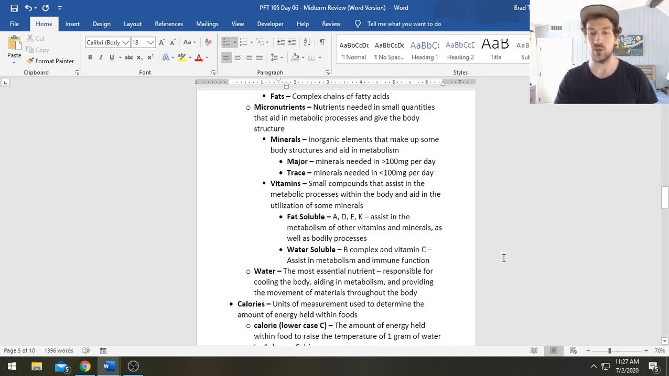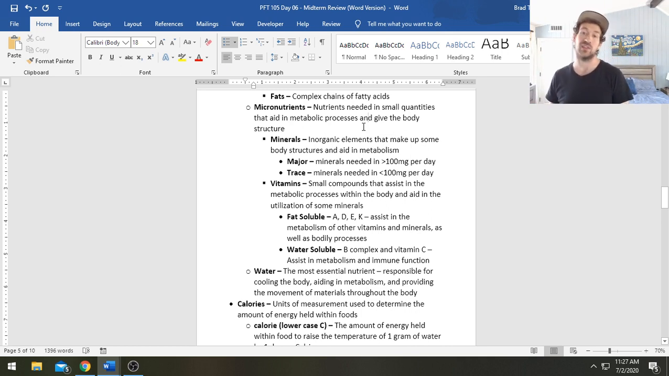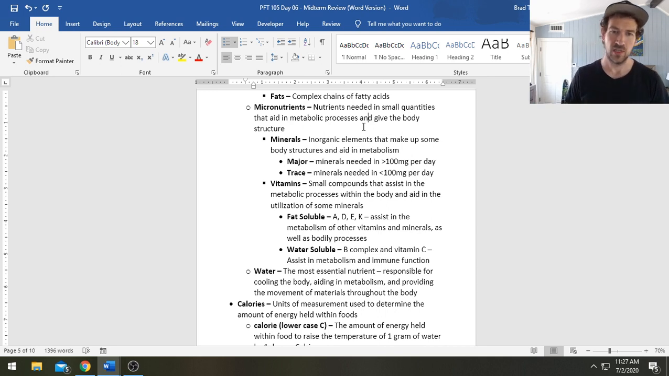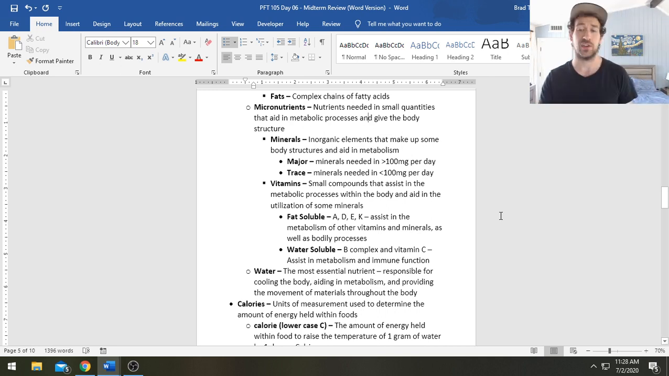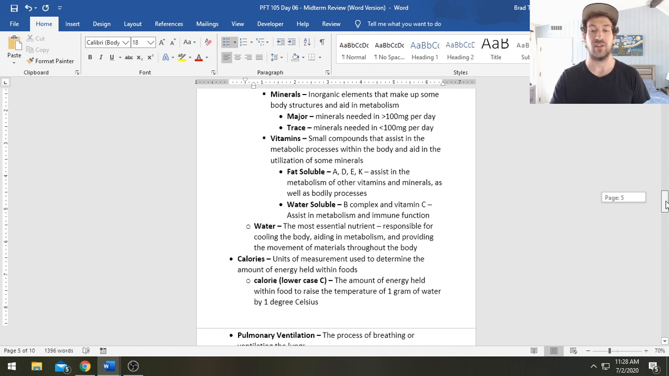So our micronutrients are nutrients that we need in smaller quantities, right? These are nutrients that we need very little of every day. Rather than measuring these things in grams, we're usually measuring them in milligrams or even micrograms. And so these are very, very small quantities, and they are made up of what we call minerals and vitamins, right?